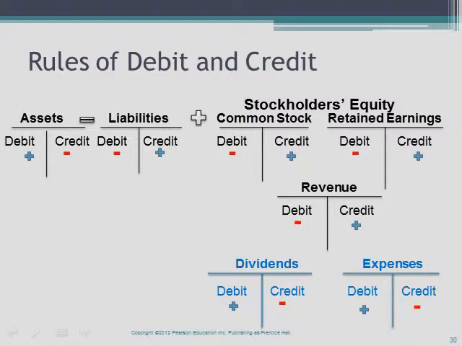We won't get into it here, but there are some items when we talk about contra accounts that work a little differently, but there are not very many of those, so I'd really just focus right now on assets increasing with debits, decreasing with credits, and then liability and stockholders' equity decreasing with debits and increasing with credits, or the opposite of how assets work.